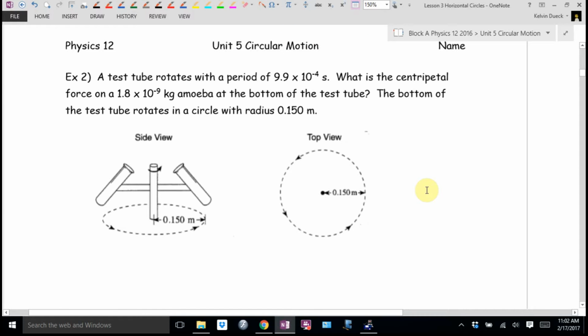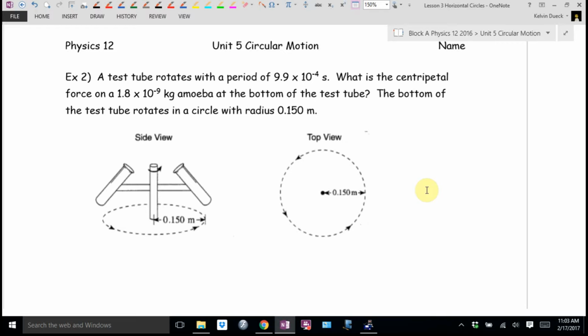Example 2. A test tube rotates with a period of 9.9 times 10 to the negative 4 seconds. It rotates every 0.00099 seconds. It rotates really fast. Now, these spinning test tubes are called centrifuges. They really should be called centripetas, because centrifugal force isn't a force. Although, really what they're doing is they're using the own inertia of the masses to separate the masses.